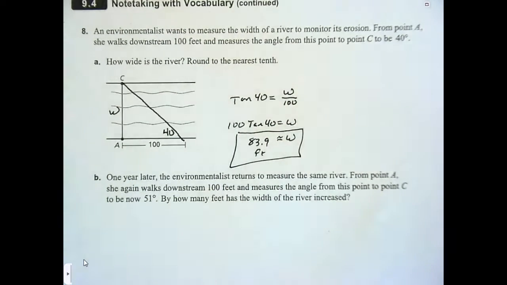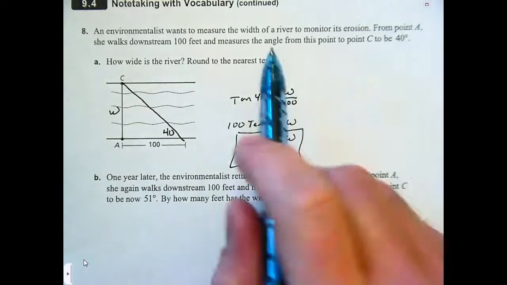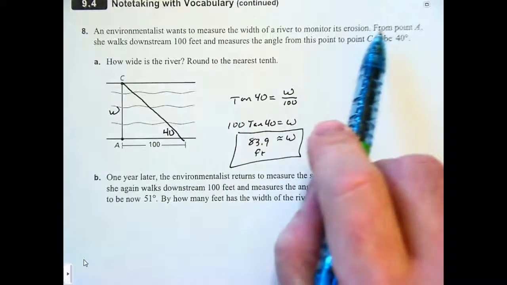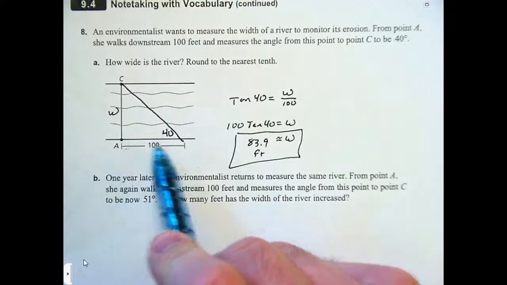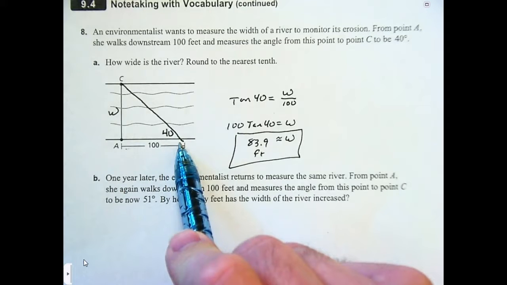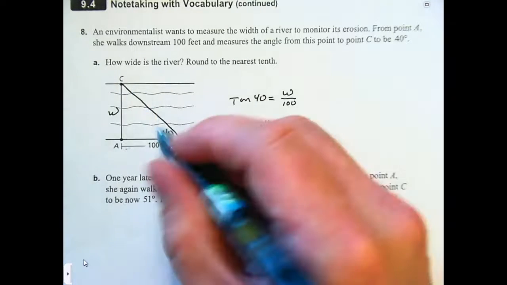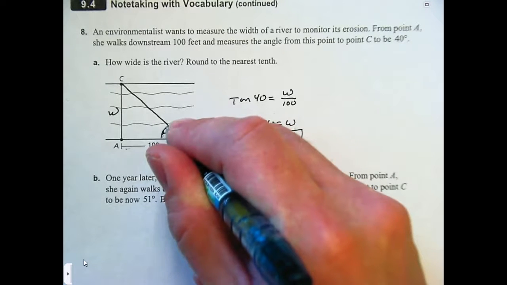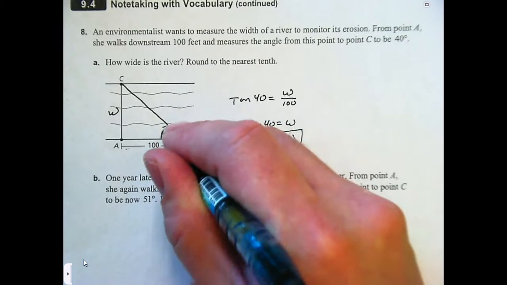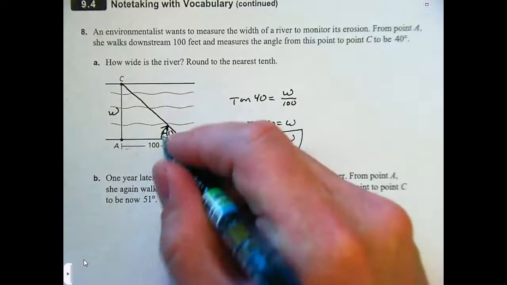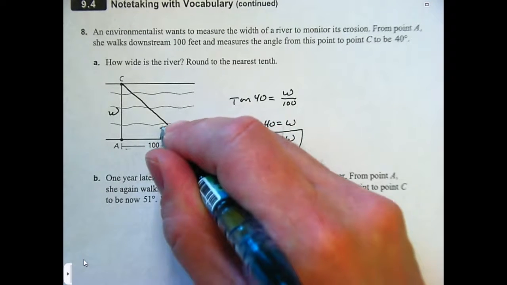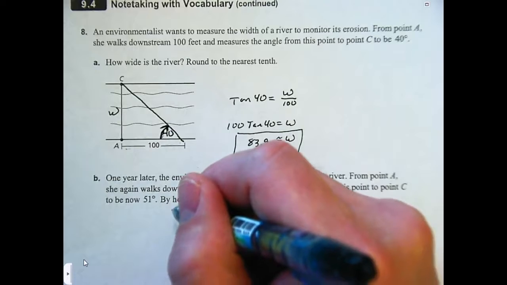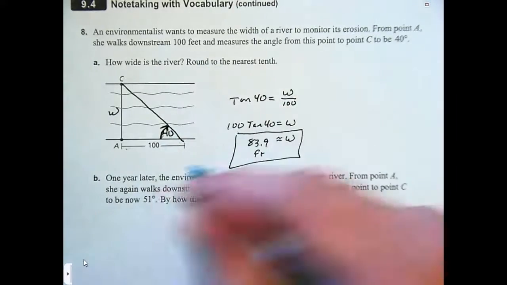Okay, how'd we do? Good. The problem: someone wants to find the width of a river from point A, 100 feet away, and measures the angle from this point to be 40 degrees. What type of angle is this? From the horizontal, it is acute. From a horizontal, it's an angle of elevation. Yeah, on this picture, it's the angle of elevation.